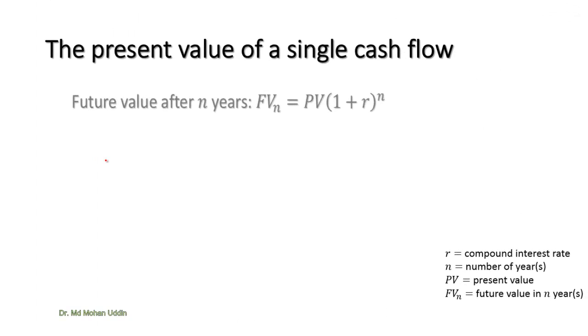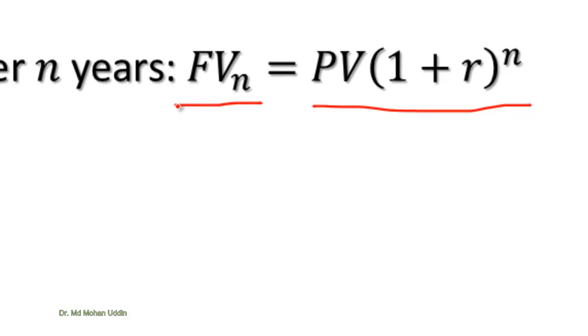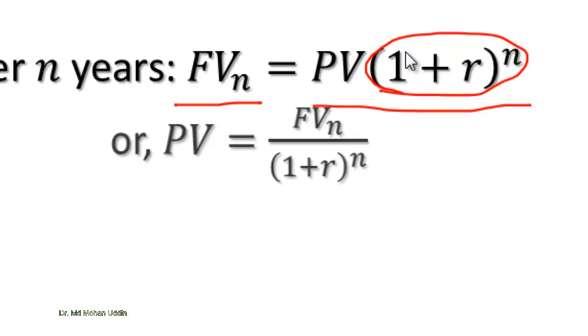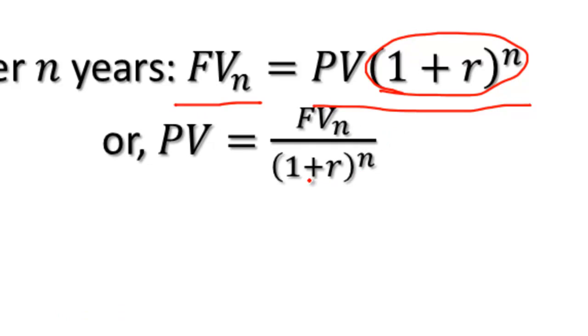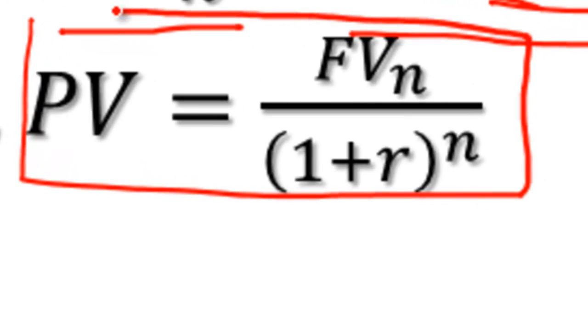If you can recall, the future value after N years was expressed like this: FVN is equal to PV times 1 plus R to the power N. We can rearrange this equation to find the expression for PV. What we can do is divide both the right hand side and the left hand side by 1 plus R to the power N. Then we get PV is equal to FVN over 1 plus R to the power N.